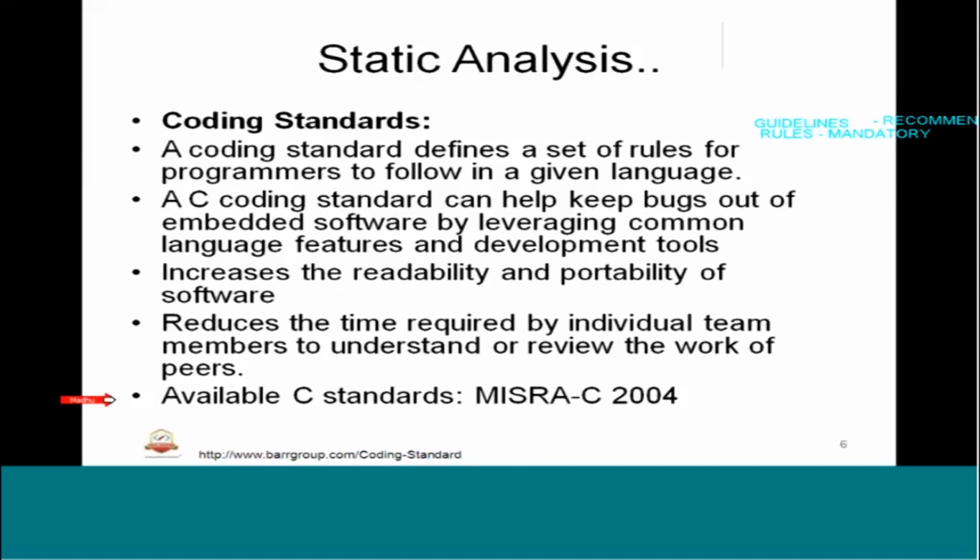So the typical embedded industry coding standard they use is MISRA C 2004, which has about 100 plus rules, 108 or something. So those rules are categorized as guidelines and regulatory. Regulatory is what needs to be followed, and guidelines are something like optional. And specifically in the automotive industry, they use this MISRA C.